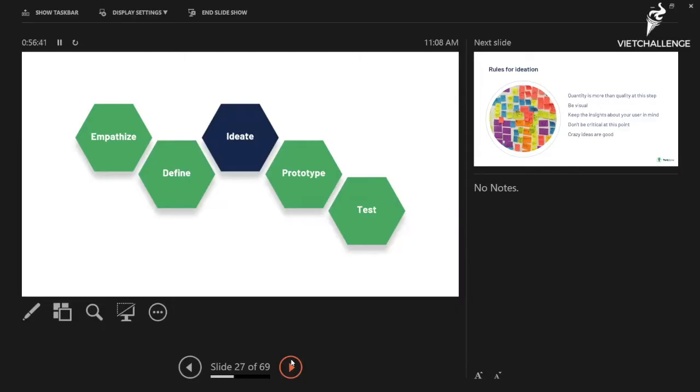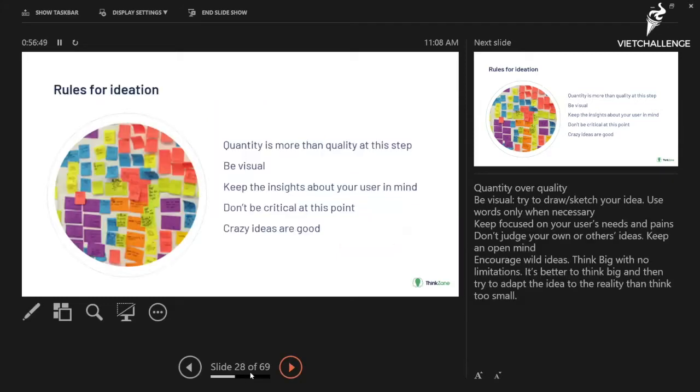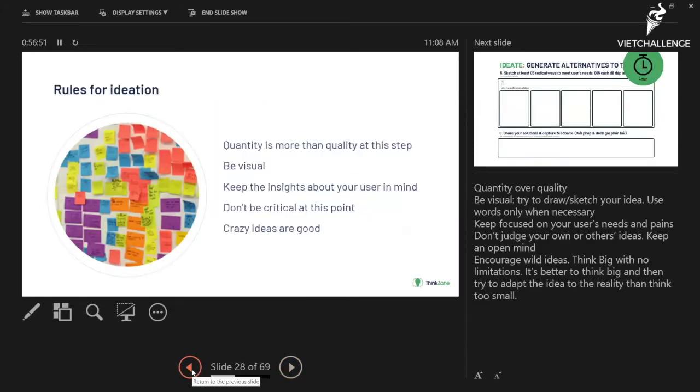Now we're going to move on to the next part, which is ideation. This part is more creative, a little bit more fun, also high pressure. Ideation is really a process of coming up with as many ideas as possible in the given amount of time. When we talk about ideation, quantity is more important than quality.